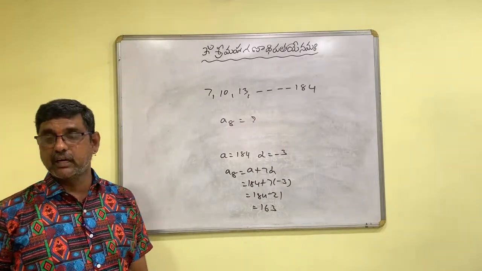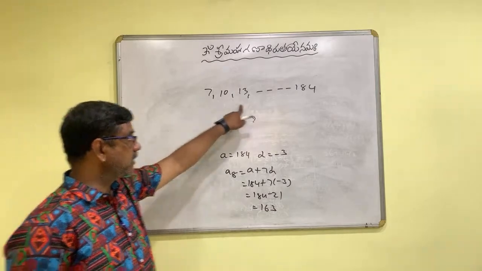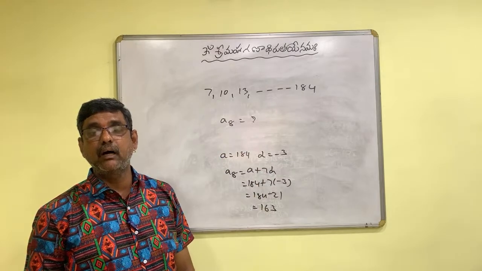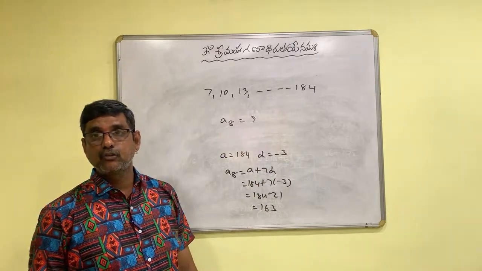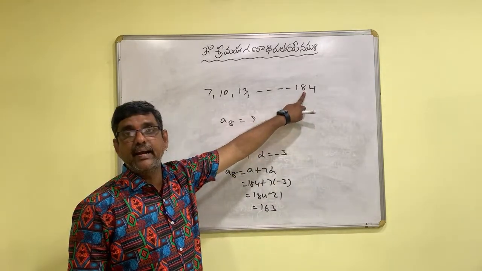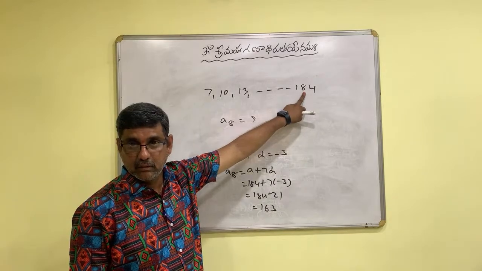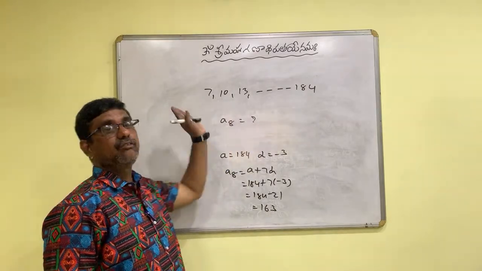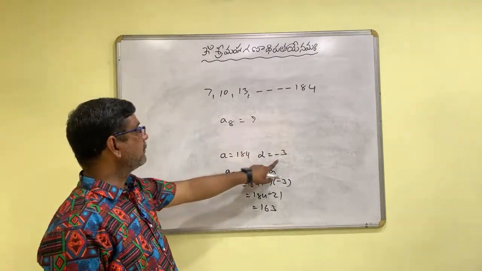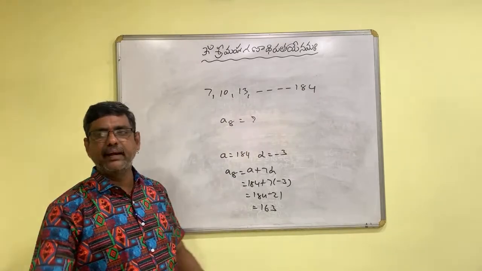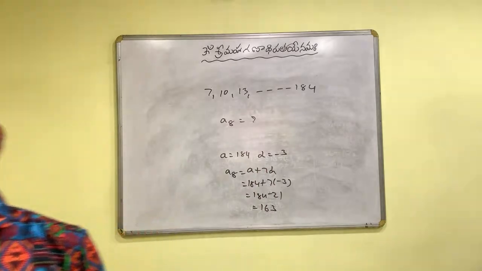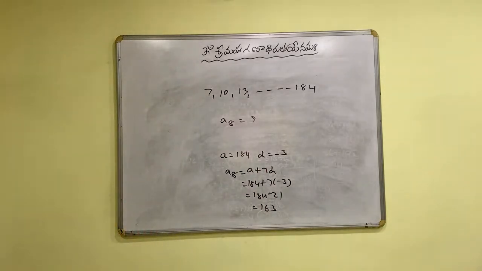Let me say it once again, children. This is the progression and we need to find out the eighth term from the end. Since it says from the end, we have to take 184 as the first term, and the common difference, which is positive from the beginning, we have to take negative from the end. So the common difference is negative 3. So a8 is equal to a plus 7d, substitute the values and find out. Important model. Okay? Next question.